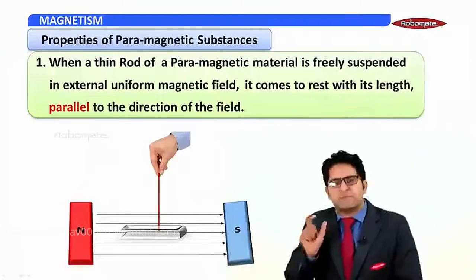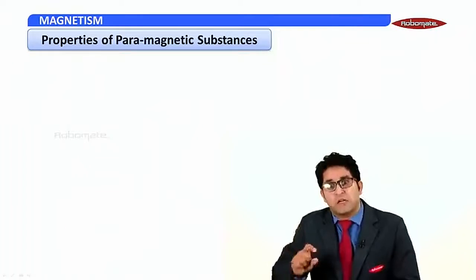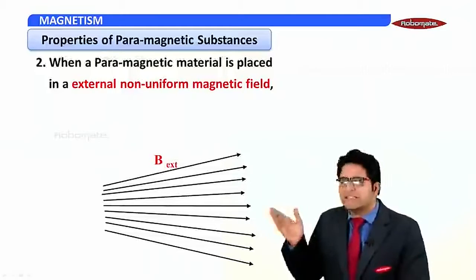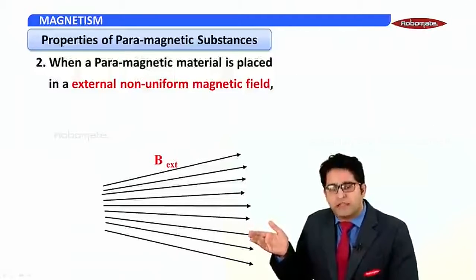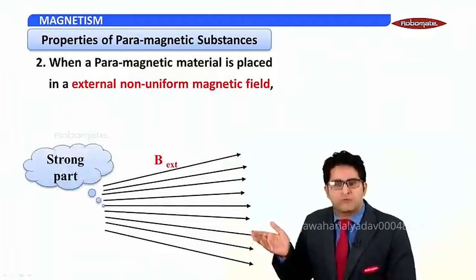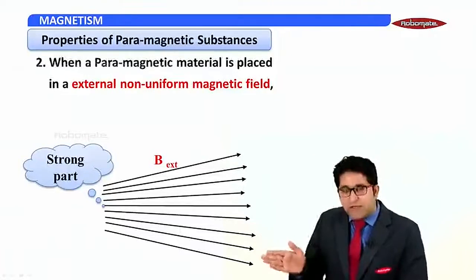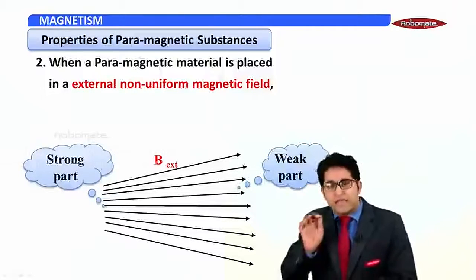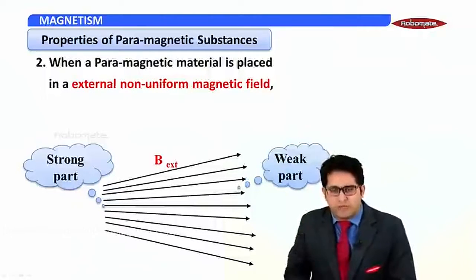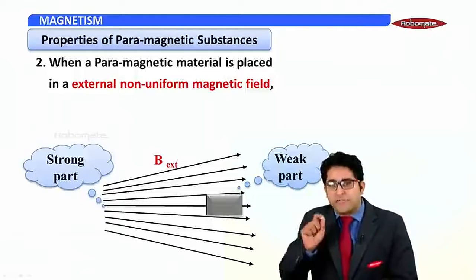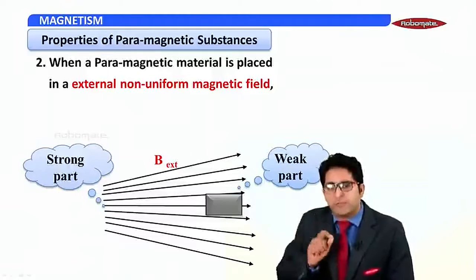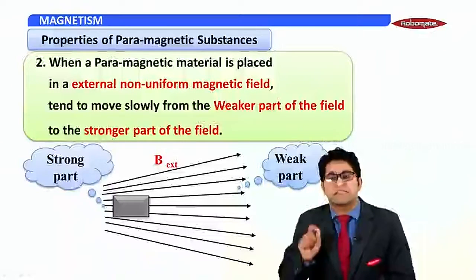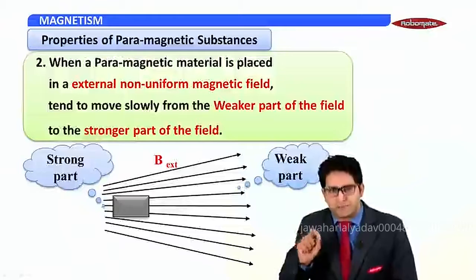Now if I place a paramagnetic sample in an external non-uniform field, the side where lines of force are crowded is the stronger part of the field, and the side where lines of force are widely spread is the weaker part of the field. If I place a paramagnetic sample here, it will tend to move slowly from the weaker part of the field to the stronger part of the field. This is the second property of a paramagnetic substance.